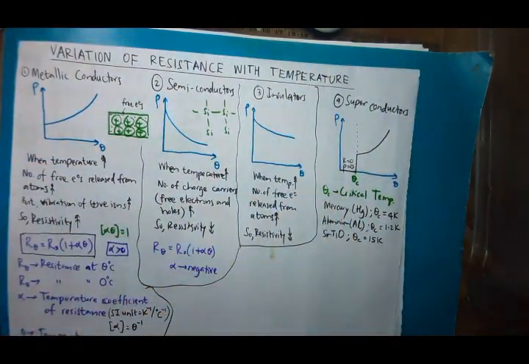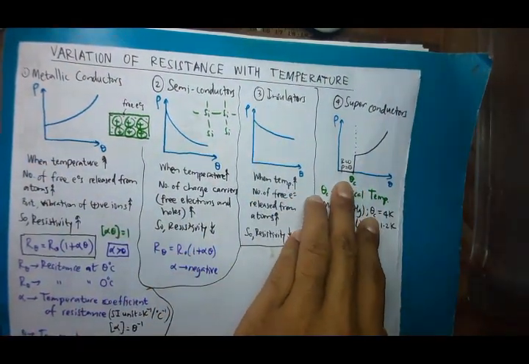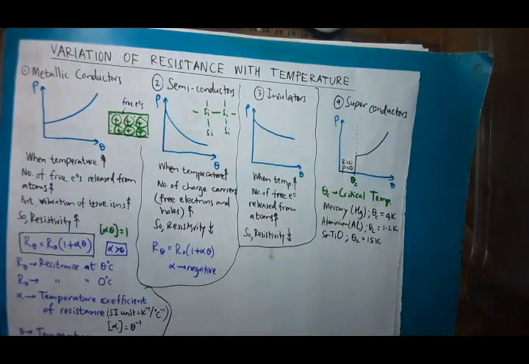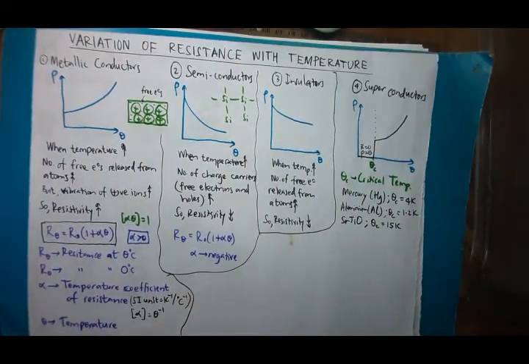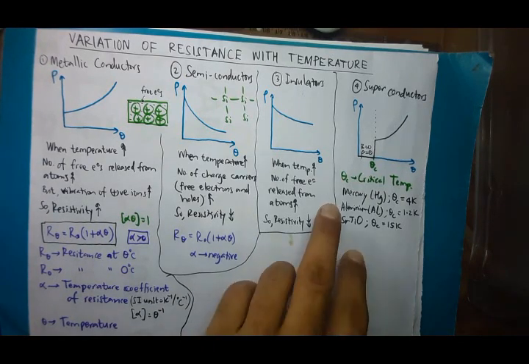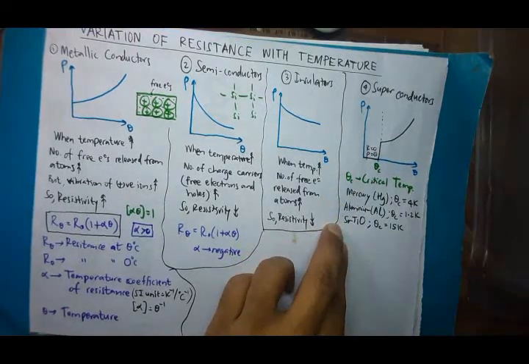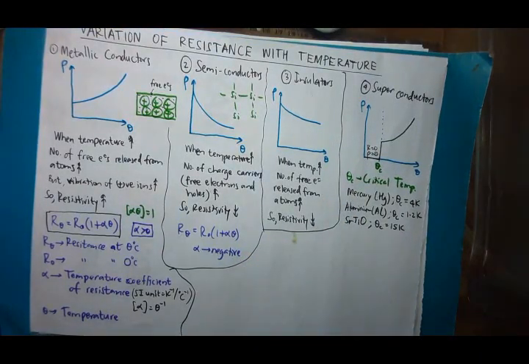But superconductors, remember, below that critical temperature their resistance will be zero, which makes them very, very special. According to the syllabus you are supposed to know what the superconducting materials are. I have given you some examples, and what the properties of superconductors are and what the uses of superconductors are.